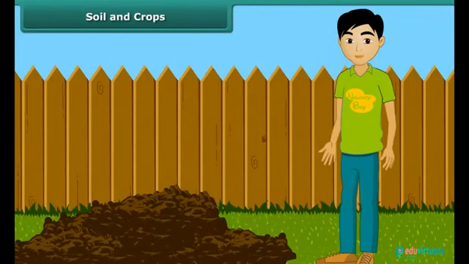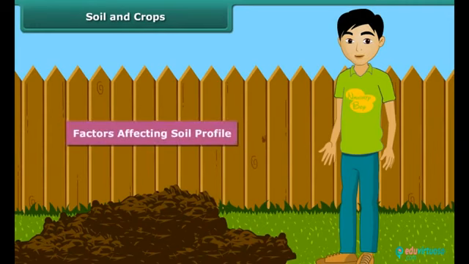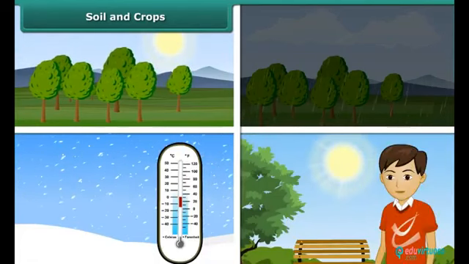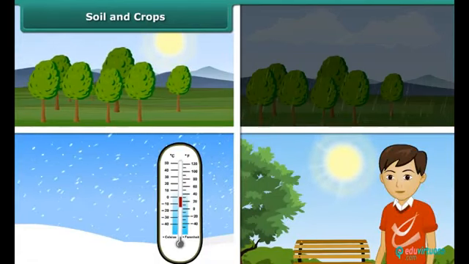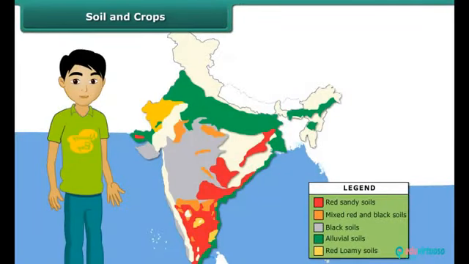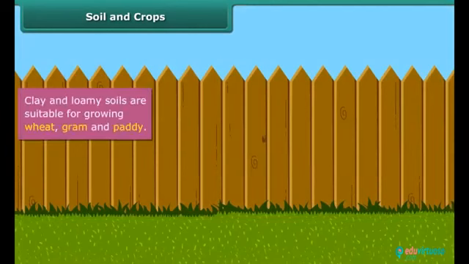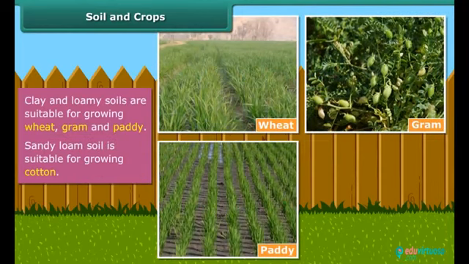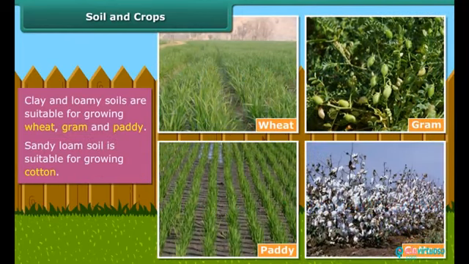Soil and crops. Soil profile is affected by wind, rainfall, temperature, light and humidity. These factors determine the type of vegetation grown in that region. India is a vast country. Different types of soils are found here. Let's see the type of vegetation grown on these soils. Clay and loamy soils are good at retaining water, so they are suitable for growing wheat, gram, and paddy. Cotton is grown in sandy loam soil, which can drain water easily and can hold plenty of air.